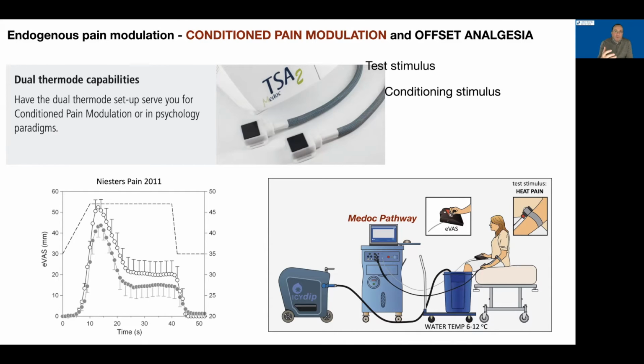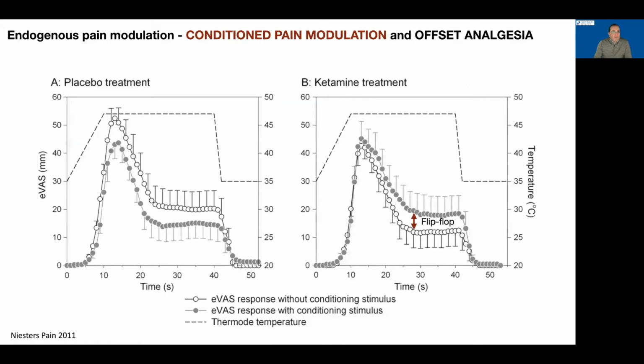And this is an important paradigm because we all have this concept of conditioned pain modulation, which is a form of endogenous pain modulation, and it allows us to regulate our incoming pain stimuli. So if you have pain, endogenous pain modulation is activated and you perceive a little bit less pain. And this is an experimental setup to test that. You can see the complex setup, but with the 2 thermodes of the TSA2, you can apply it much, much easier. Well, what about treatment effects?